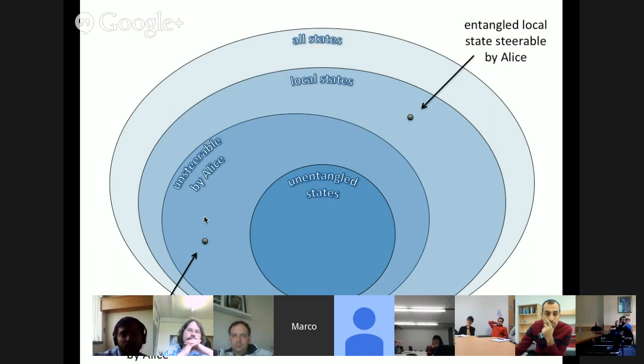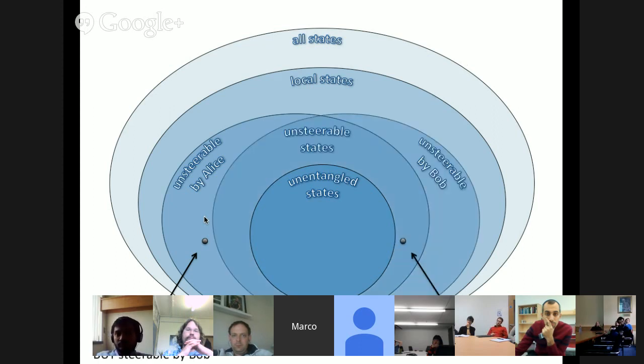And indeed, steering is, as you can imagine, inherently a directional feature. So for a given state, we have to consider the steering of both Alice and Bob, and the state may have different features in the sense of the possibility of verifying entanglement depending on who we consider as the steerer. So this, of course, is a complicated Venn diagram. I don't want to be worried too much about that.